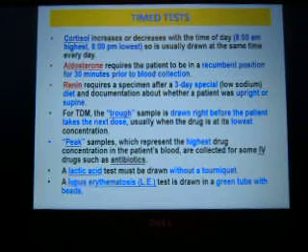Lactic acid test must be drawn without a tourniquet, and a lupus erythematosus LE test is drawn in a green tube with beads. So these are all things you'll need to know for your test, okay?